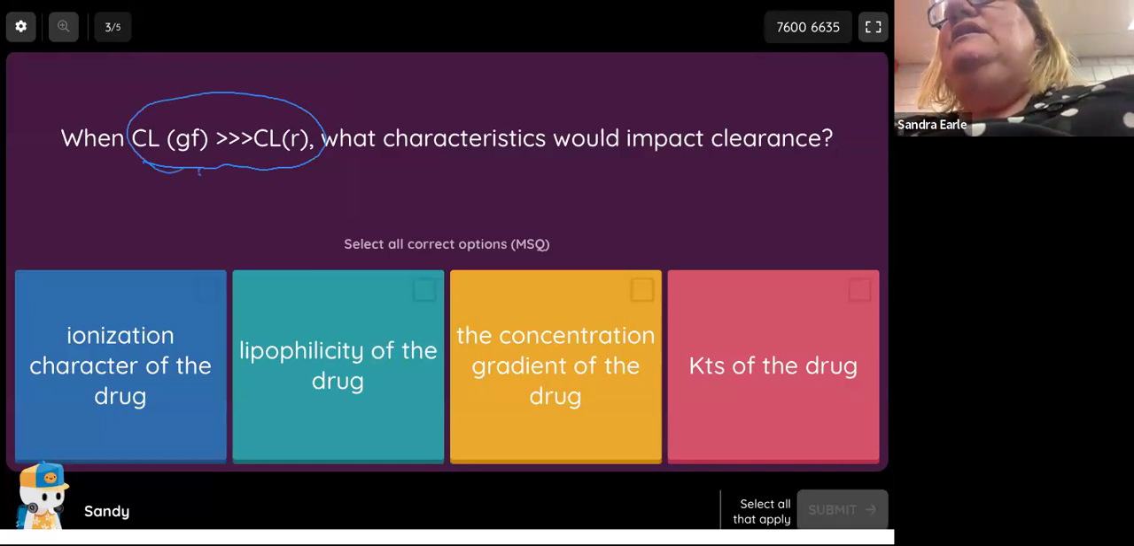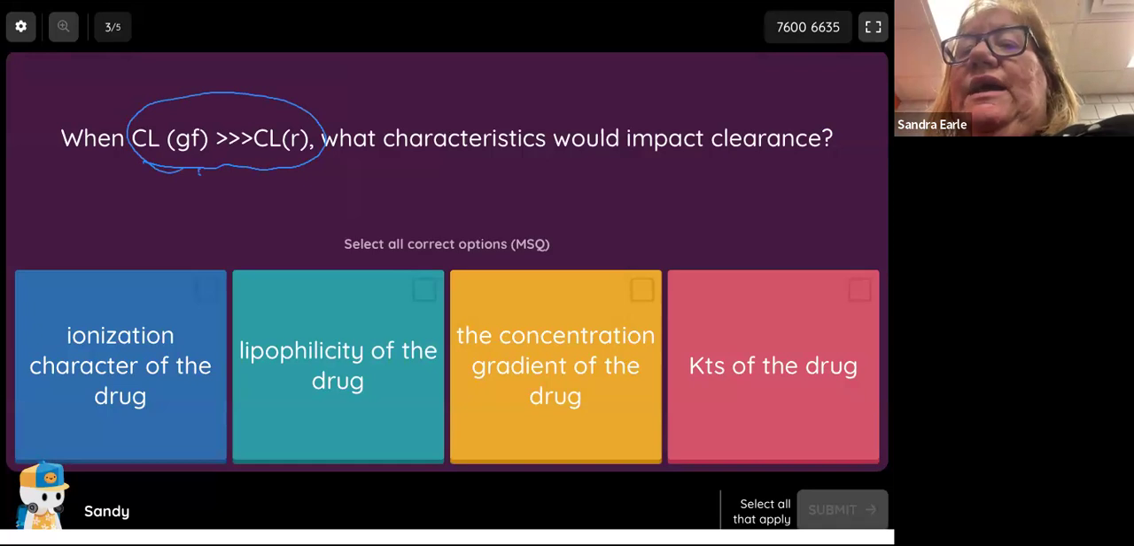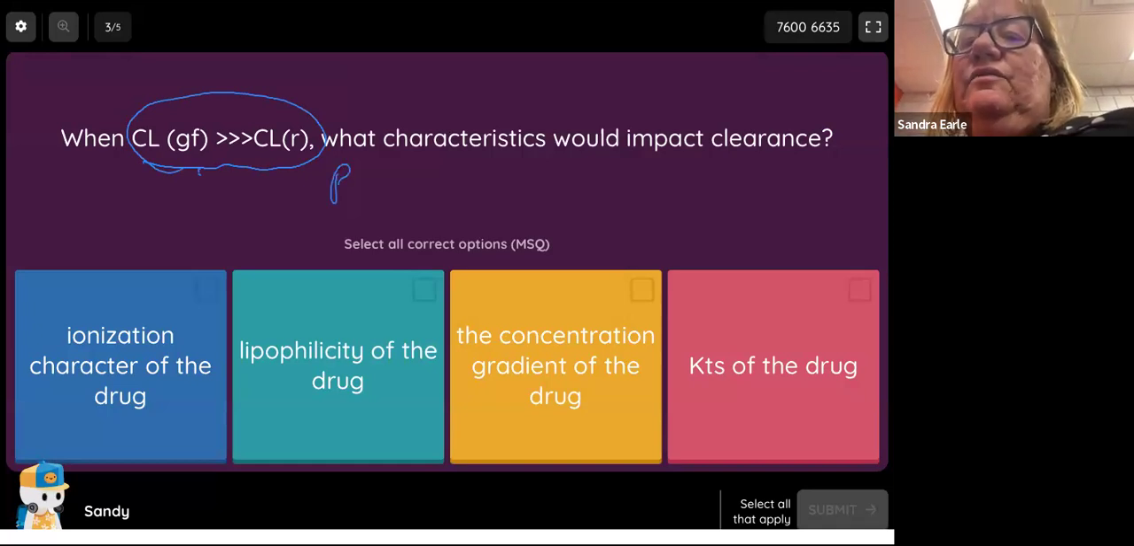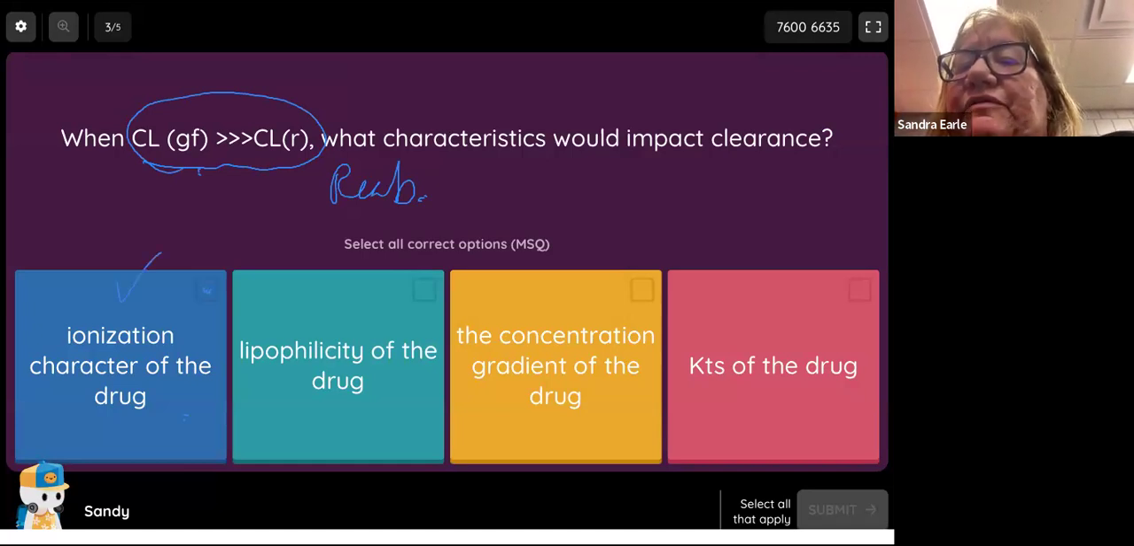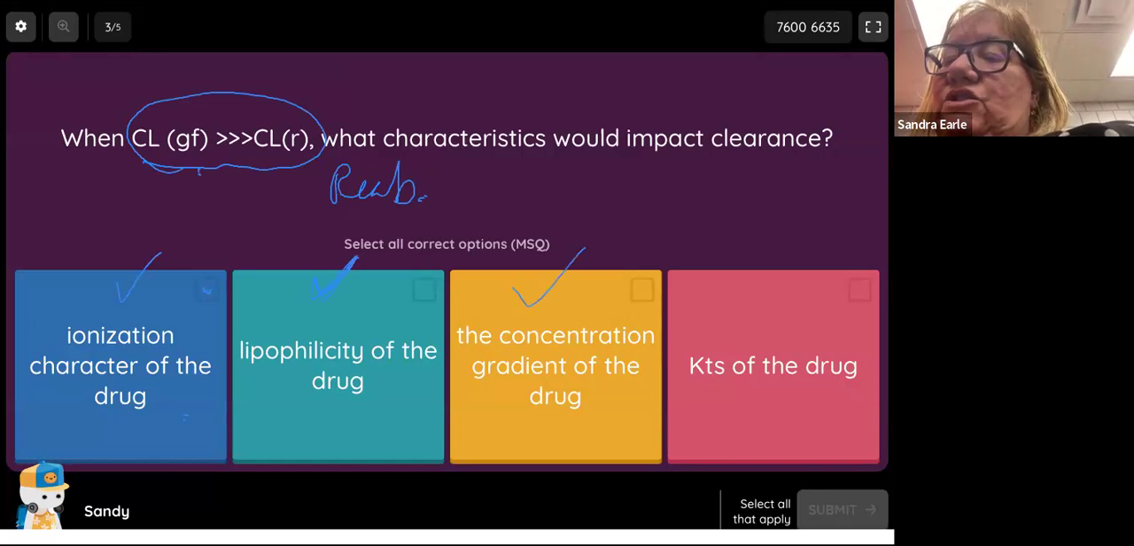into the nephron is greater than what's going out, you had to have reabsorption, right? So what's going to affect reabsorption? The ionic character? Yes, it is going to affect it. So this is a yes. The lipophilicity of the drug? Yes. If there's a change in lipid character, that will change the reabsorption. The concentration gradient? Yes, but not the KTS.